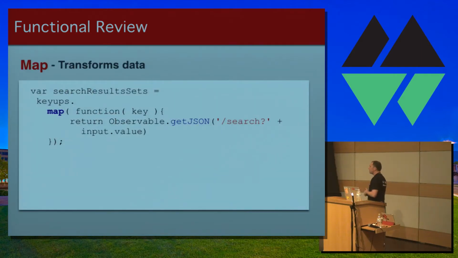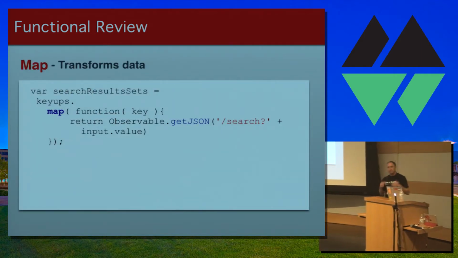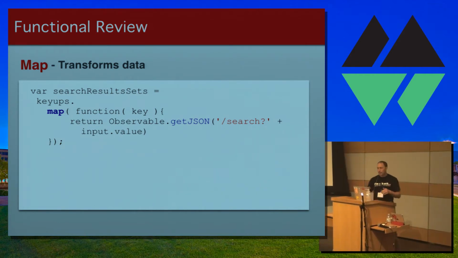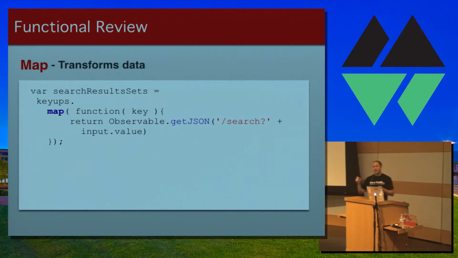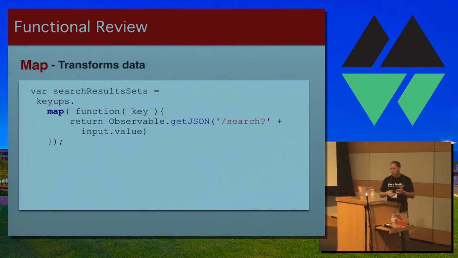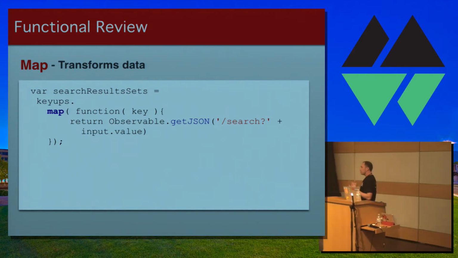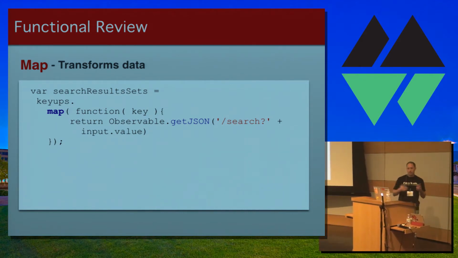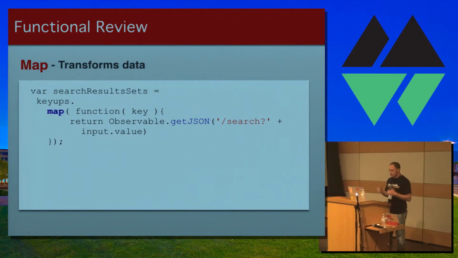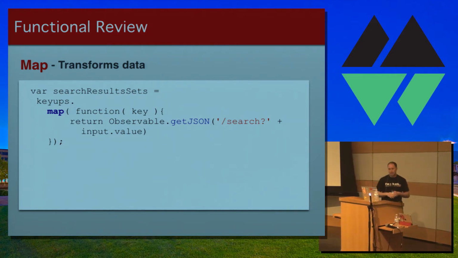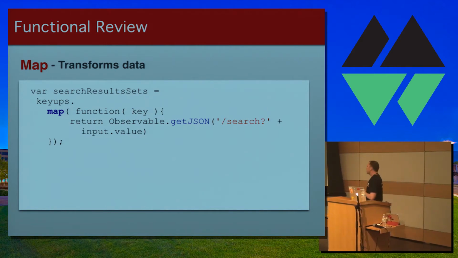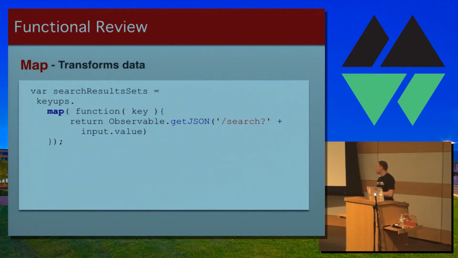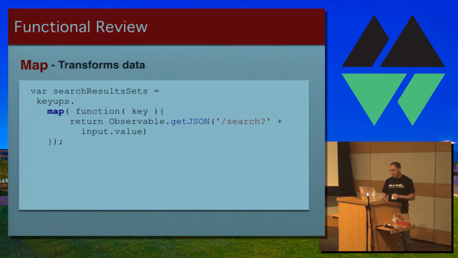Again, when we think of the map function, we're actually thinking of data transformation. We're taking a collection of objects, passing them into a projection function one item at a time, and turning each into something else. But we're not actually going to change our original collection. Here we're going to create a new collection that takes a key up collection and changes it into something else. This map function is going to take every key that's pressed and turn that into an AJAX request that's going to return another observable of JSON results.